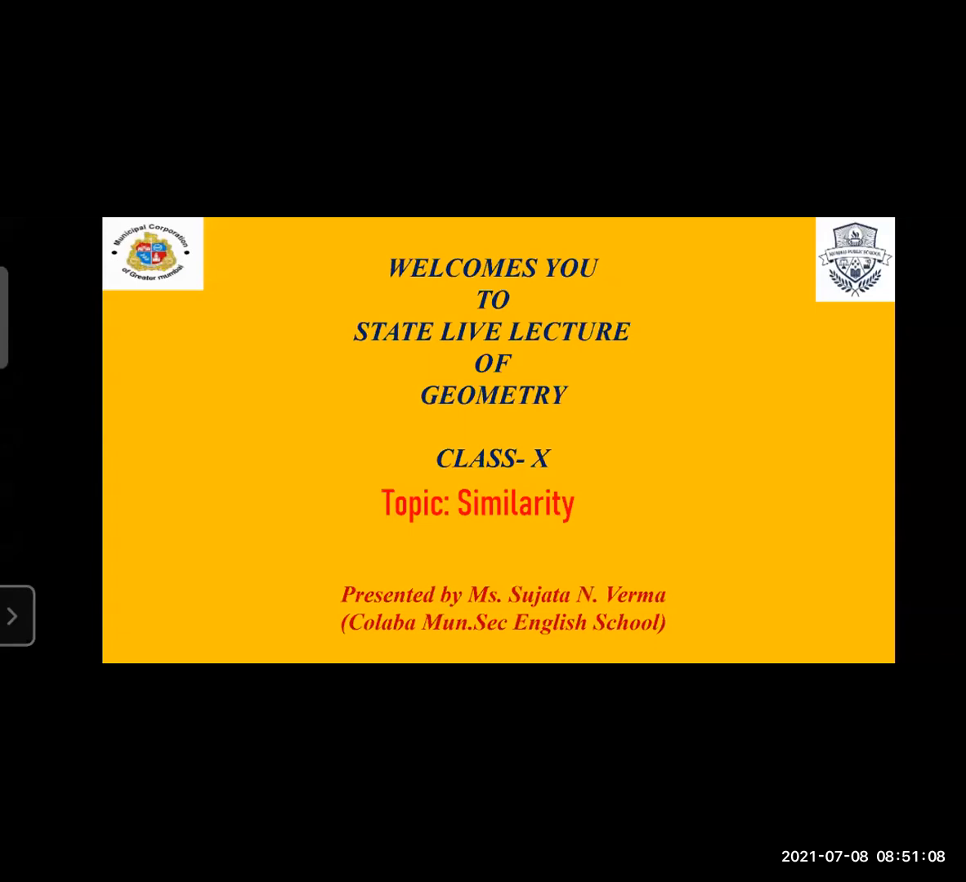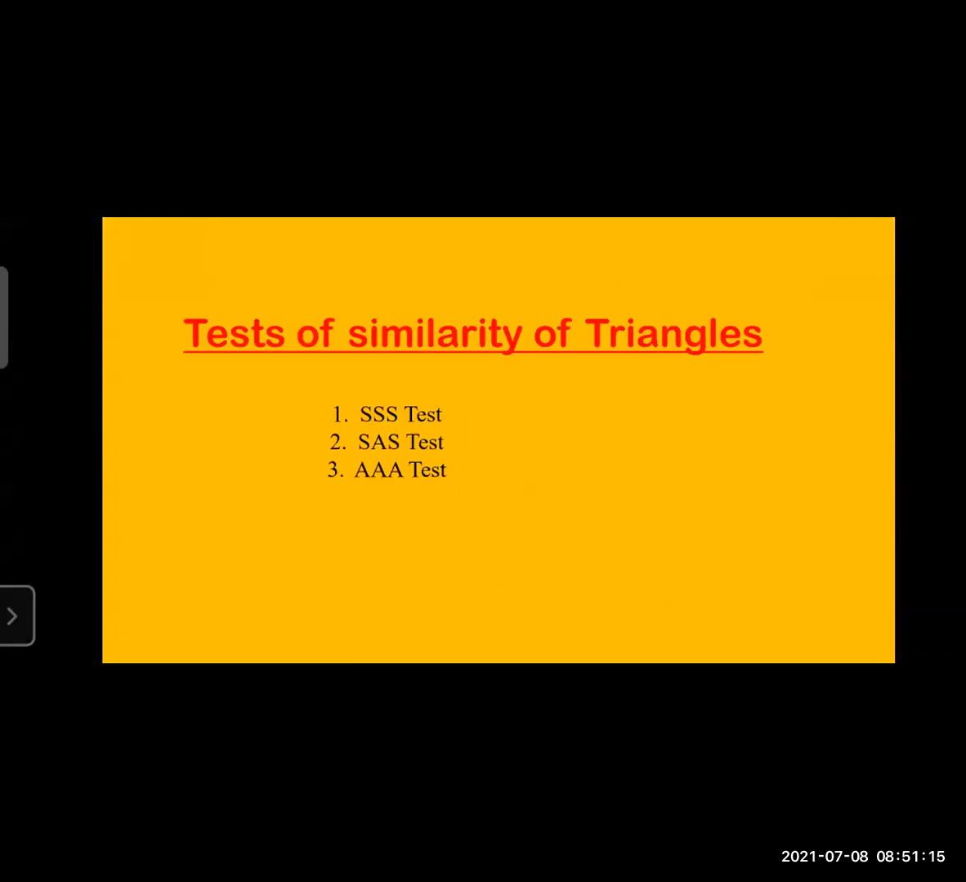and 1.2. Now in today's lecture, we'll discuss the next topic, that is the tests of similarity. For the similarity of triangles, there are three tests: SSS test, SAS test, AAA test. It is also known as the AA test. The SSS test indicates side, side, side, which means two triangles are similar by the side test. The second one is the SAS, that is the side angle side test.